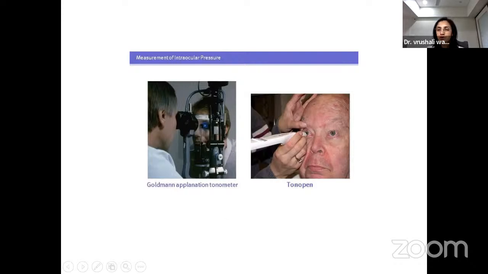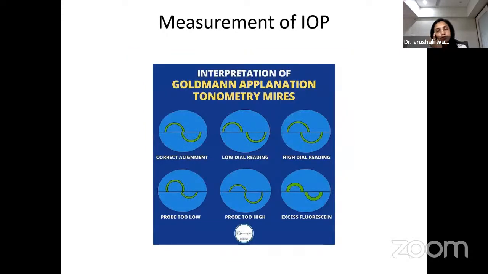So how we measure is, we put a drop of proparacaine, and then we instill a fluorescein eye drop in that, and this is how we get the mires with the help of Goldmann applanation tonometry. This is incorrect alignment again. Proper thickness and proper alignment are very important to get a proper reading of intraocular pressure. Excessive fluorescein gives a false reading, or thin mires again give a false reading. So we should have a proper height and proper alignment of these mires to get a proper intraocular pressure. This is how it looks when we measure the intraocular pressure with Goldmann applanation tonometry.